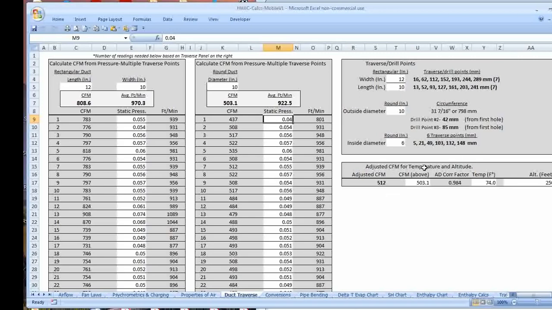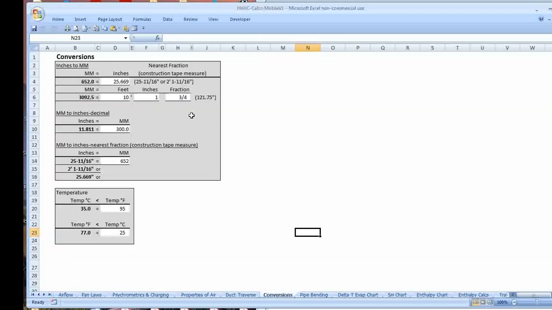And adjusting your CFM for temperature and altitude. That's a nice little calculation. Here's some simple conversions: millimeters to nearest fraction on a construction tape, millimeters to inches decimal, millimeters to nearest fraction, temperature Celsius Fahrenheit.